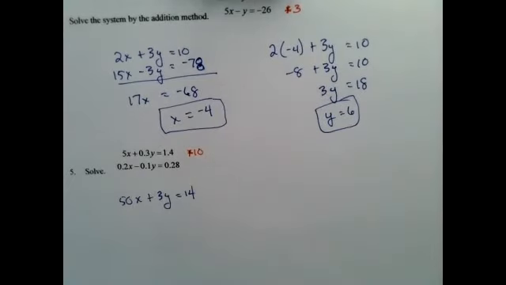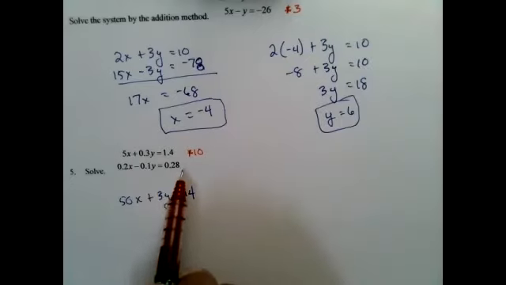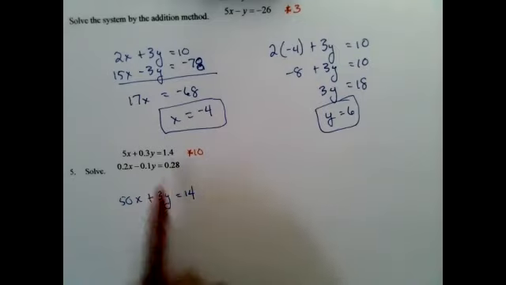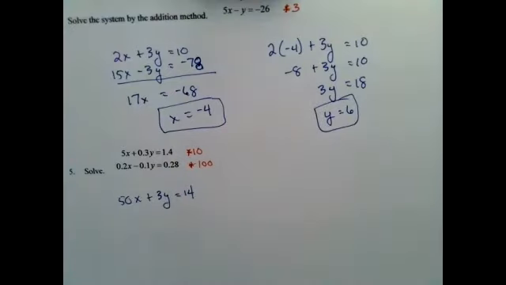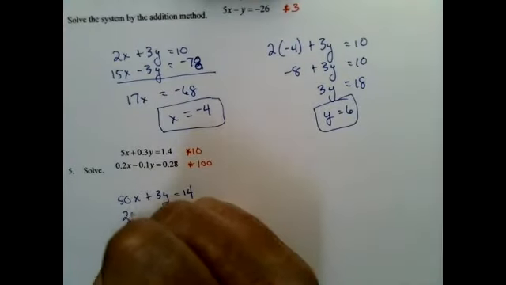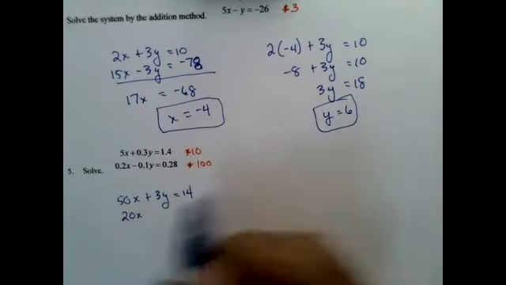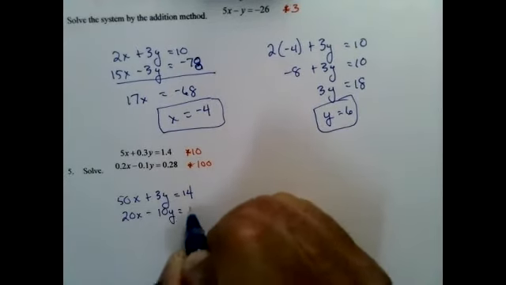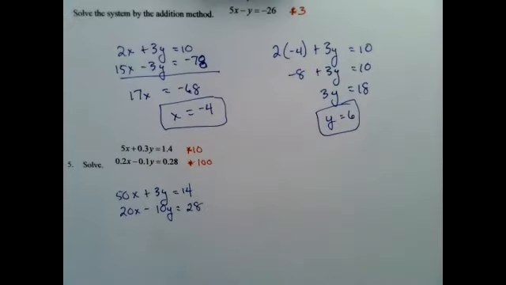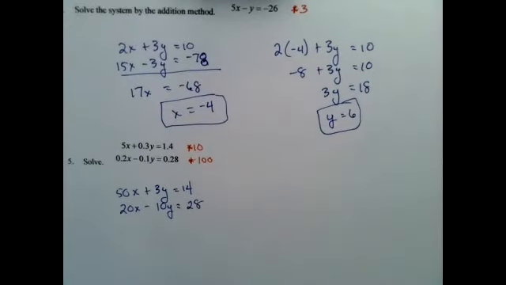More than legal. Second equation, uh-oh, I need to go by not 10, but by 100, because I'd like that guy to be cleaned up. So I'm going to multiply everything in that row by 100. Now I have 20x minus 10y equals 28. Okay, not so bad.